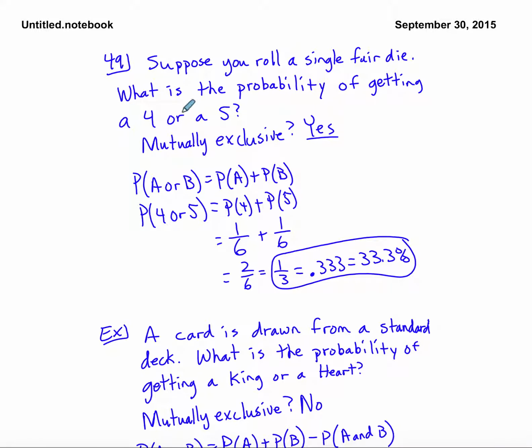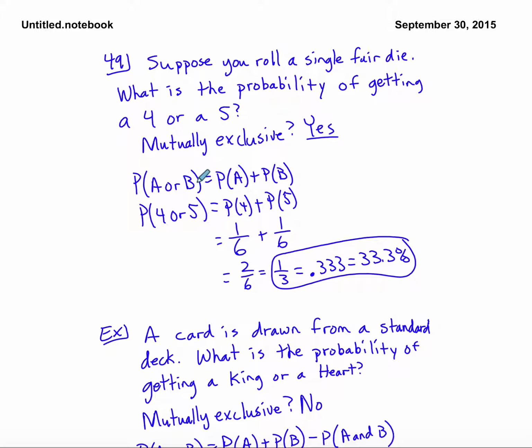So let's do some examples. Suppose you roll a single fair die. What is the probability of getting a 4 or a 5? If I'm rolling one die, they're definitely mutually exclusive because I can't roll a die one time and get a 4 and a 5 at the exact same time. So they are in fact mutually exclusive.